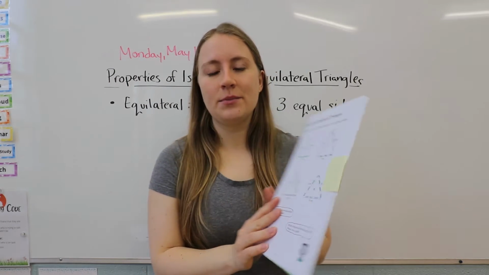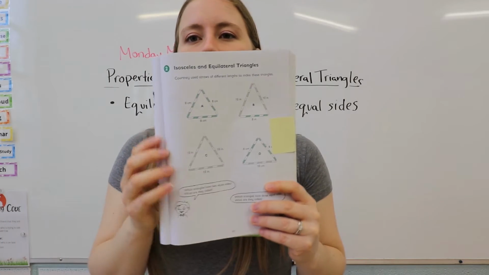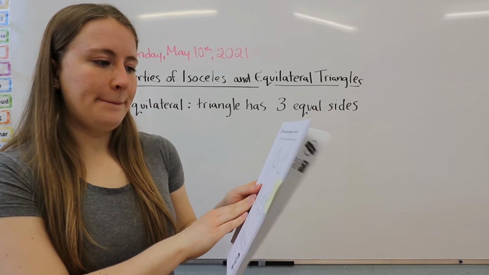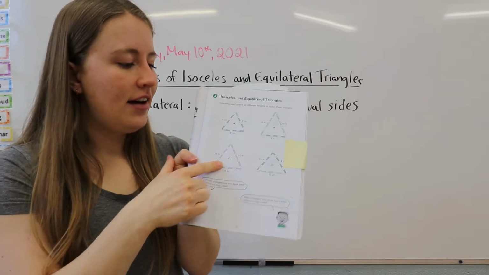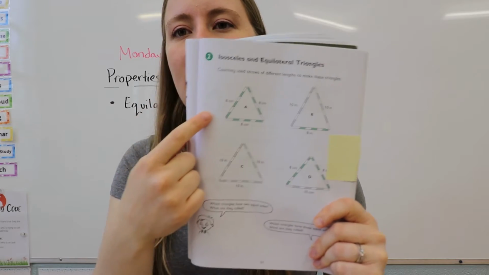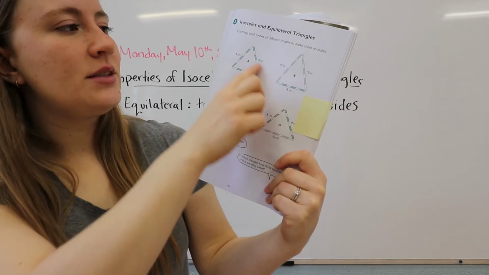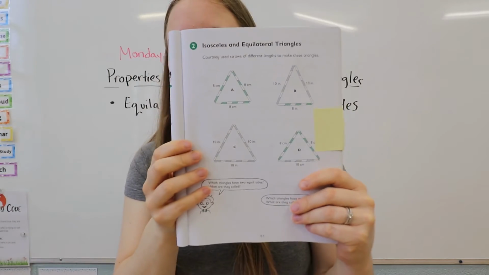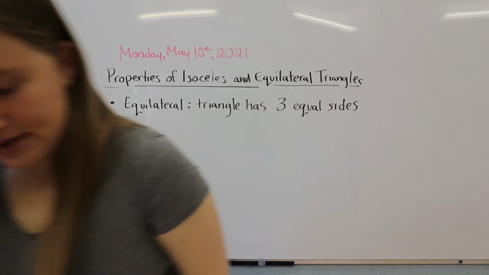So looking in our textbook, let's see here. Which of our triangles are equilateral triangles? Have a look. Looks like A and C are equilateral triangles. And we can see that they're equilateral triangles because all of the sides are the same length. Okay, this one has 8 centimeters and this one has 10 inches. Okay. So those are our two equilateral triangle examples.